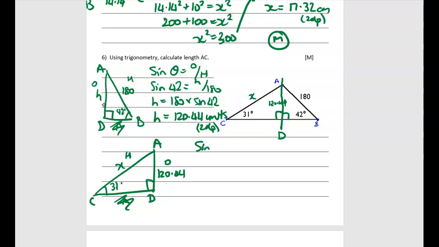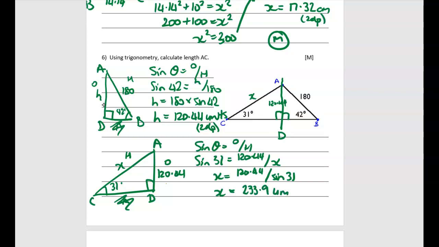So let's do that. So sine angle equals O over H. Sine 31 is equal to 120.44 divided by X. X will be equal to 120.44 divided by sine 31. X will be equal to 233.9 units. And that there was a 1 dp rounding.